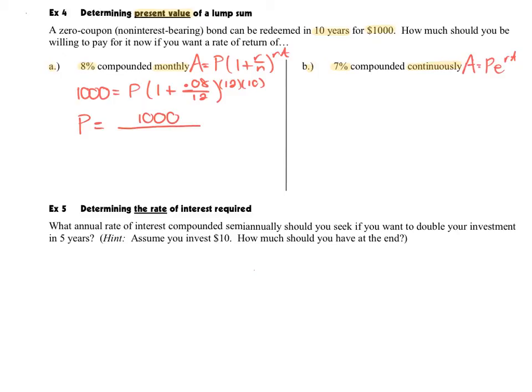I'm going to clean up the exponent. So it's going to say 1 plus 0.08 over 12 raised to the 120th power. If I were going to type this in my calculator, I would do the 0.08 divided by the 12. I would add the 1. I would take that answer, raise it to the 120th power. Then I would let my calculator save that decimal, and I would do 1,000 divided by that answer.